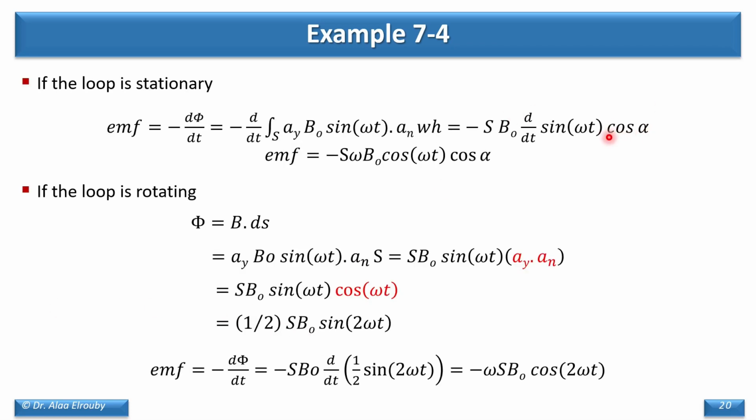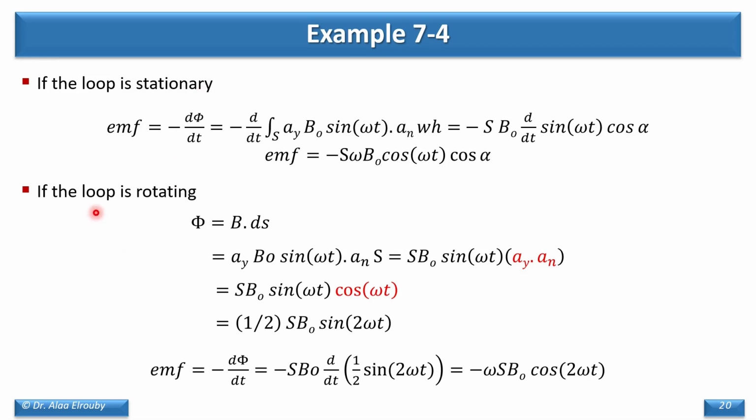So we have cosine alpha from the dot product. S equals WH. B naught is constant. The only variable here is sine omega t as a function of time. So we just do the differentiation and we come up with the expression of the EMF under the stationary loop. So this is the first part of the example.